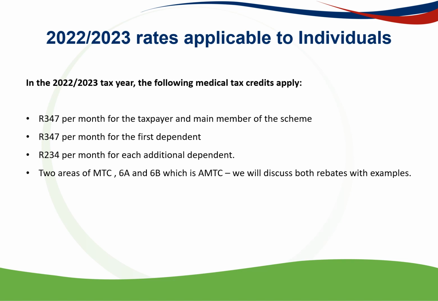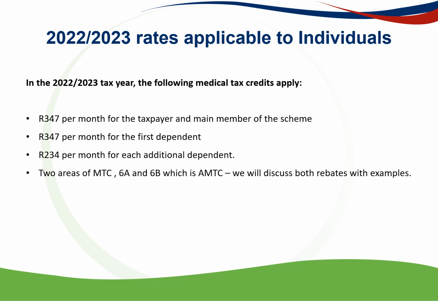Okay, so the 2022-2023 rates applicable to individuals for medical tax credits, you'll see I refer to MTC a lot. It's an abbreviation of medical tax credits. For this year, we have 347 Rand per month for the taxpayer who's the main member of the scheme. Also, 347 per month for the first dependent. A very confusing area for a lot of people is the first dependent. Who is the first dependent? It can be anyone. It doesn't have to be a spouse. It can be a mother, a father, a child, as long as the first dependent is a registered member of the medical scheme. So you yourself are the main member, then your first dependent is also 347, and each additional dependent thereafter is 234 per month.